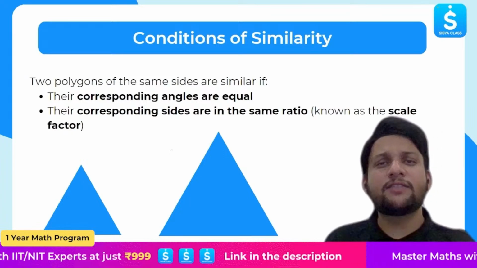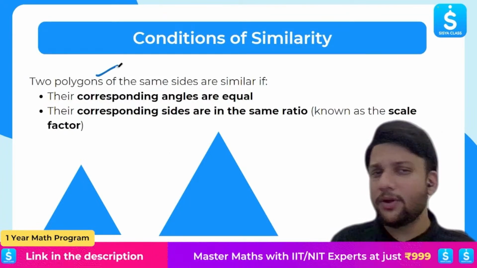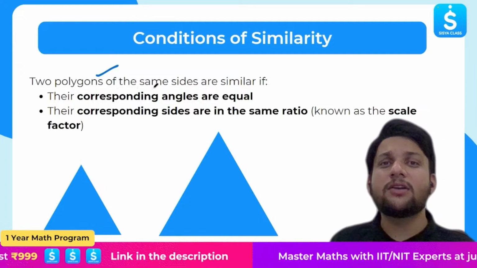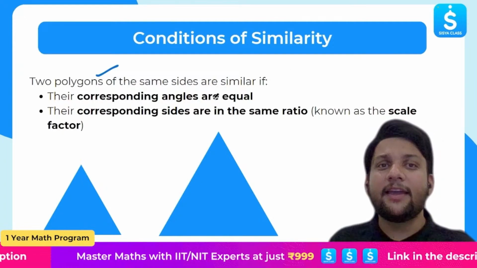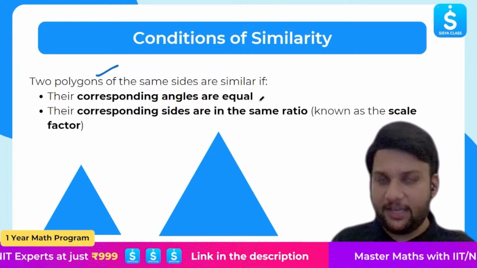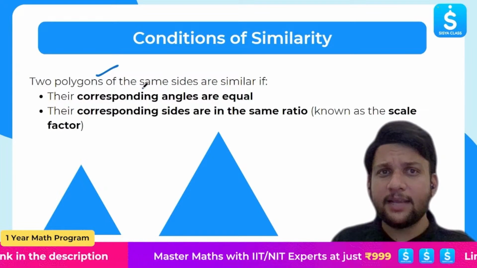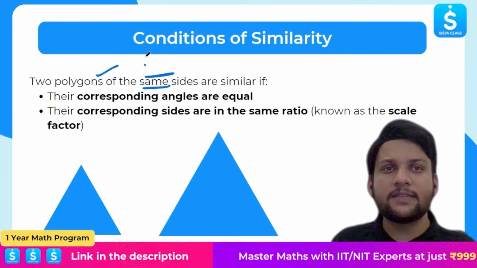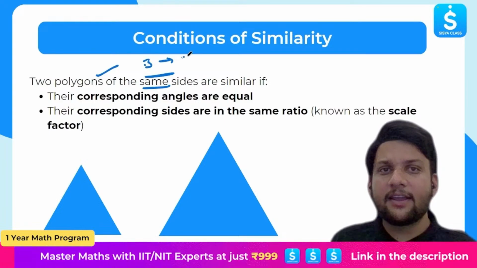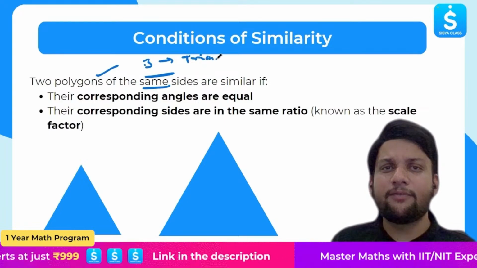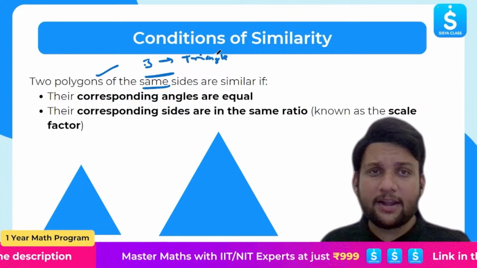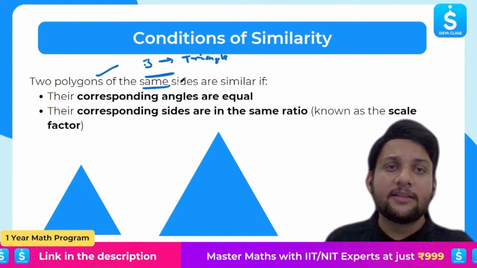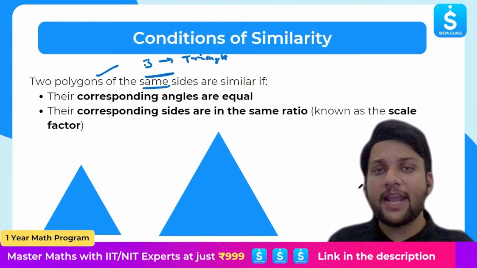Now, conditions of similarity. First of all, we are going to discuss polygons. In this chapter, we are just going to deal with triangles. So, two triangles or polygons of the same number of sides are similar if the corresponding angles are equal. Don't get confused: same sides doesn't mean equal sides. Same sides means if we are considering three, that means triangle, or if we are considering four, then it should be a quadrilateral. I don't mean to say that they are equal. So they are similar if their corresponding angles are equal.